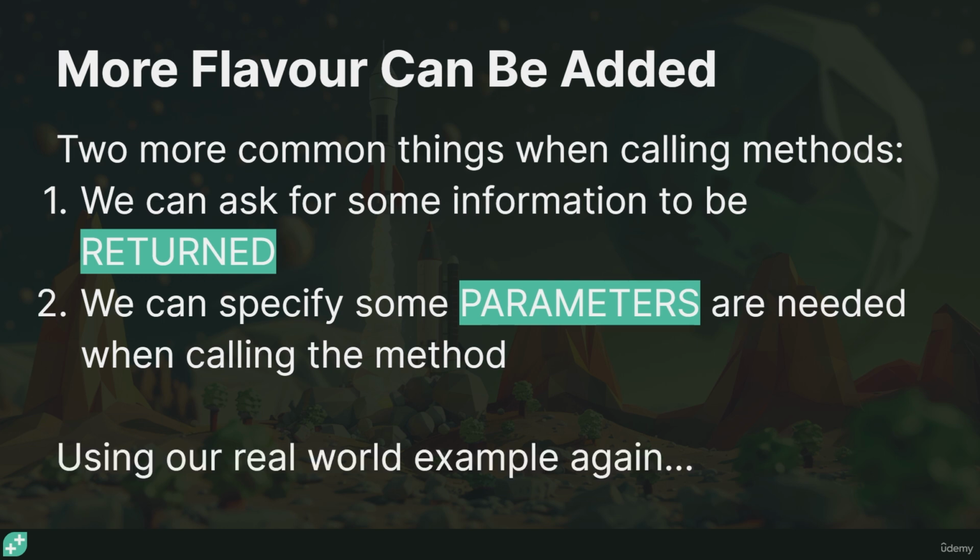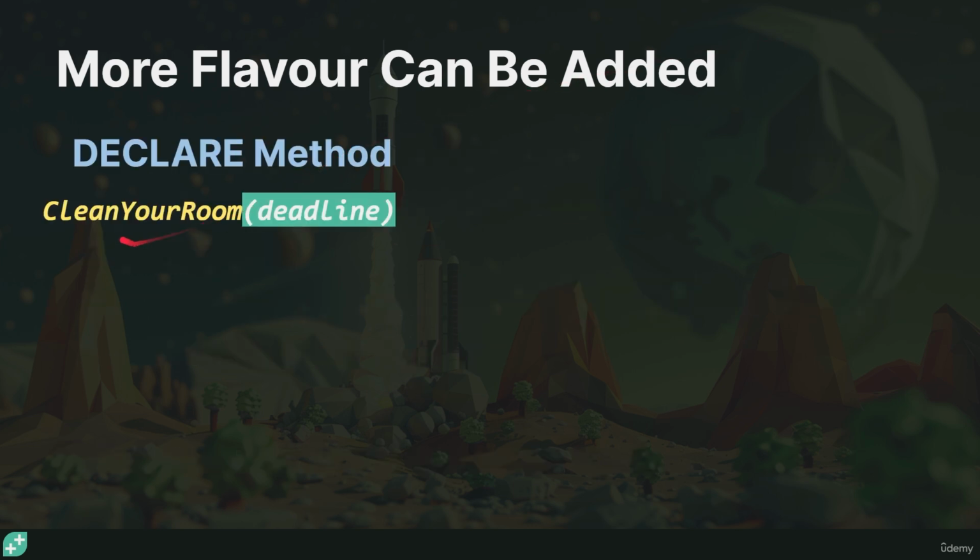So let's use our real world example to understand returning and parameters. We're declaring the method, and at the time of declaring what clean your room means, we're saying we also need to provide a deadline so it's clear how long we've got to clean the room, just in case you're right in the middle of a game and it's really important and you're like, do I have to do it right now? And you need to know from whoever's asking you to clean your room, do I have at least half an hour? Can I do it after dinner? When do I have to clean my room? You're asking for that information to be provided when someone calls this method.